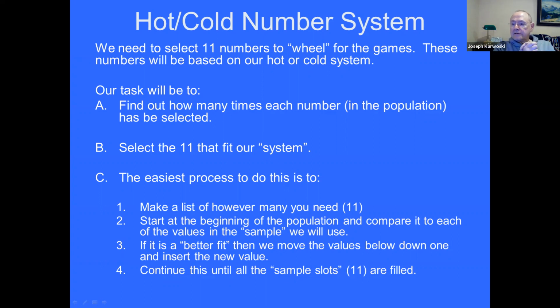Okay. While we are, what I want to do is kind of go over what we have to do in this. Okay, so as you can see from the slide that I'm sharing, the hot cold number system, we need to select 11 numbers to wheel. And we've already done the wheeling. You already got the random number one, so you don't even need to do anything other than to copy that or to actually just put a menu in. And that's your option 1 that you already have.